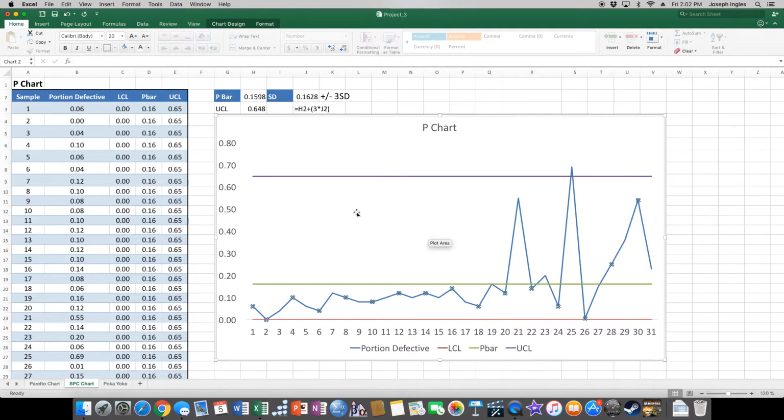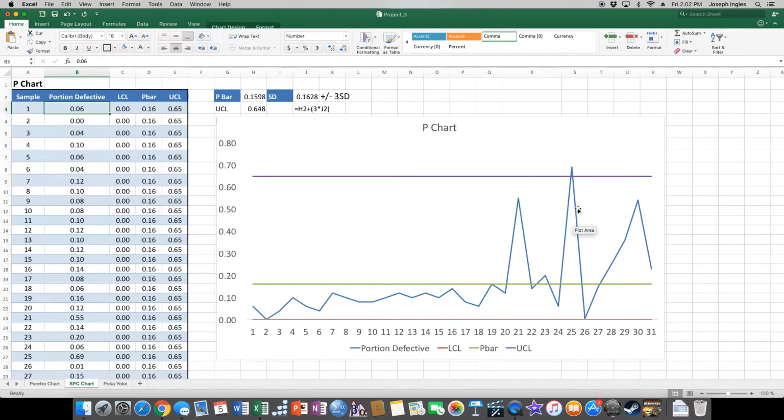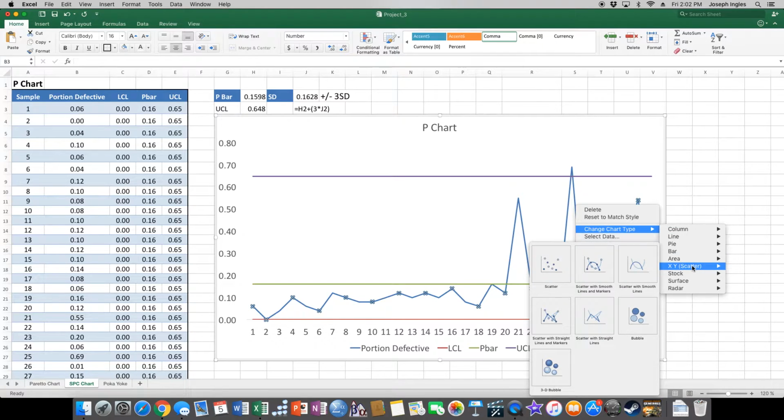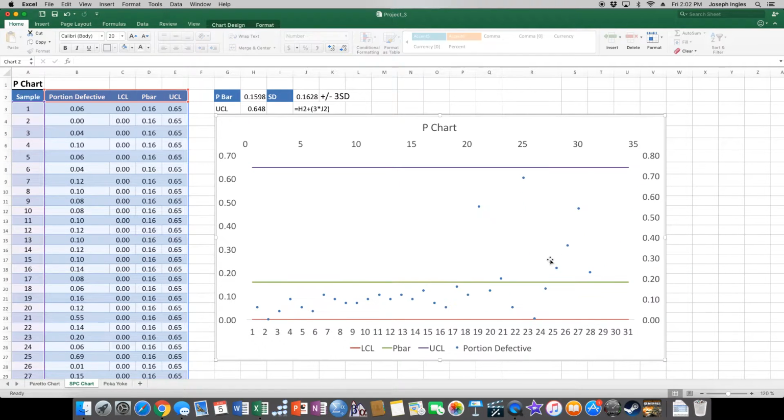So let me go through that one more time. Right click your blue line, the one that's for the portion defective. Change chart type. Go to XY scatter and just make it a standard scatter plot. When you're done, it will look like this.